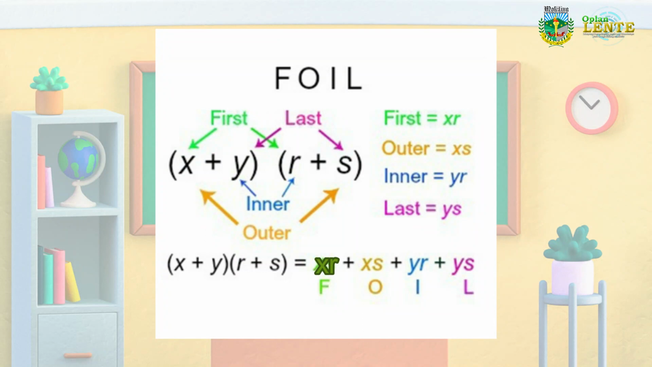The quantity of x plus y times the quantity of r plus s. For our first terms, we have x and r. Outer terms, we have x and s. For inner terms, we have y and r. And our last terms, we have y and s. So therefore, the quantity of x plus y times the quantity of r plus s is equal to xr plus xs plus yr plus ys. Using the FOIL method is another way to remember the multiplication of binomial algorithm.